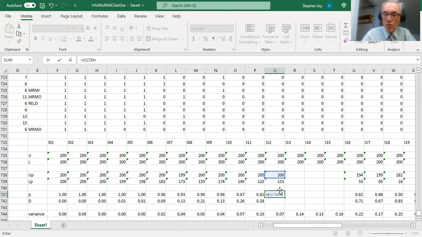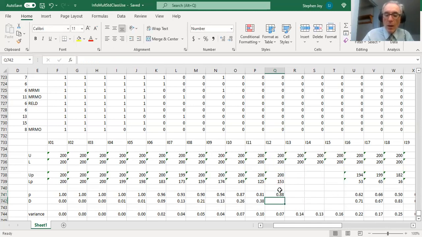So that's a way of double checking that I'm getting the right cell, plus Q739, highlights that one, divided by the sum of, notice you have to use parentheses to specify that you want to do what's in the parentheses first. Now we're back to Q735, the upper group's total, plus Q736, the lower group total, and there it is.